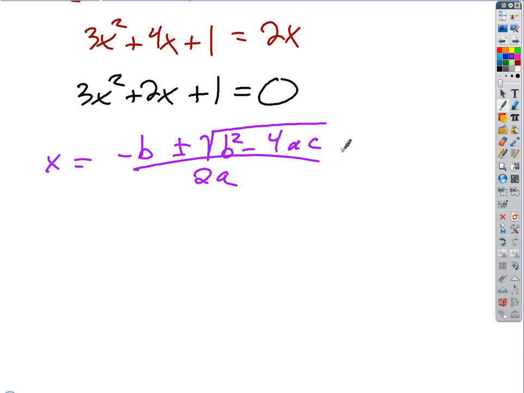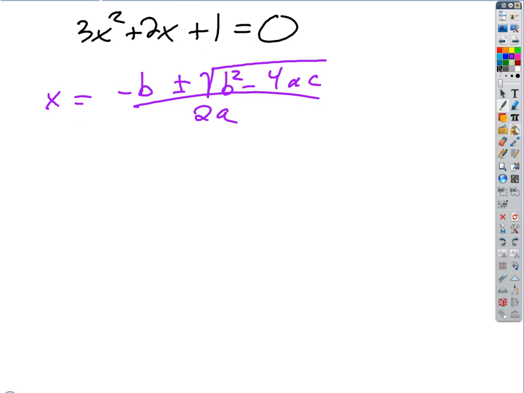Okay, so all we have to do then, this isn't hard. It's a little bit tedious. We have to just identify what are A and B and C, plug and chug, right? Go. Okay. So what's A? 3. What's B? 2. What's C? 1.